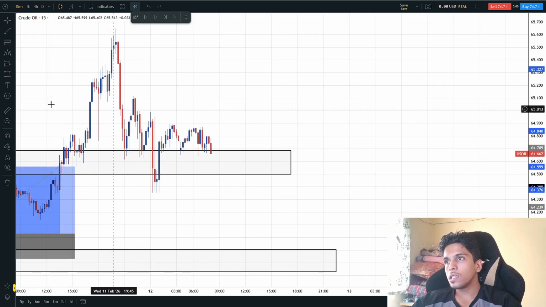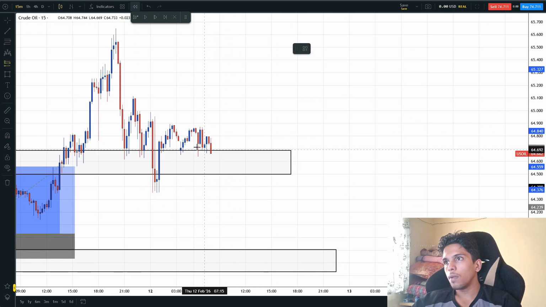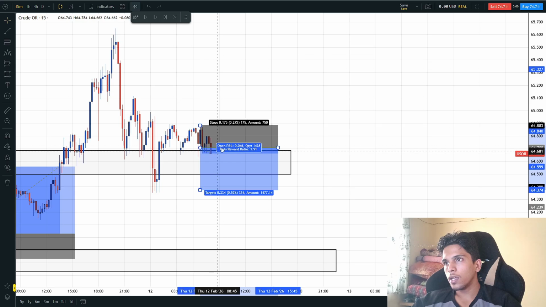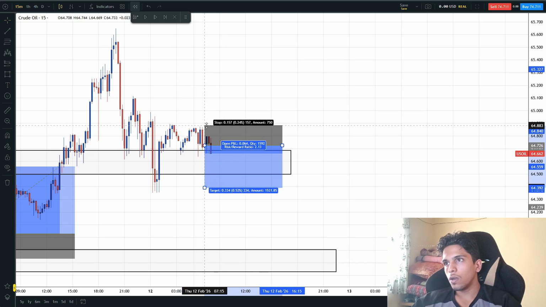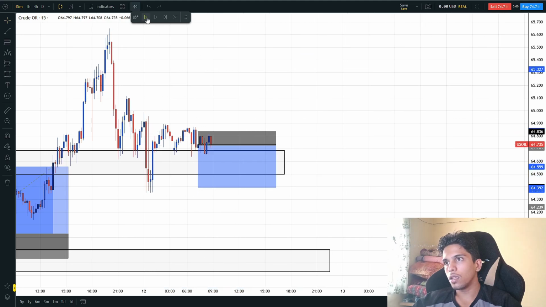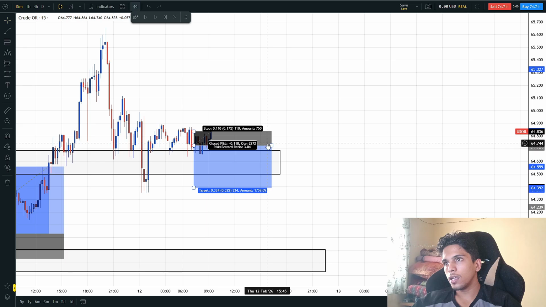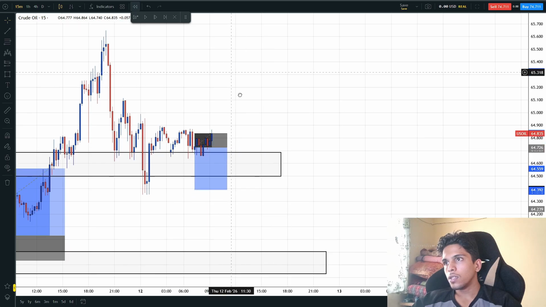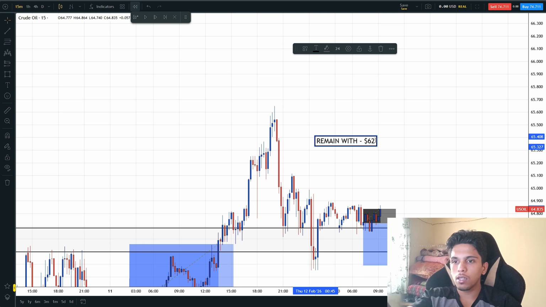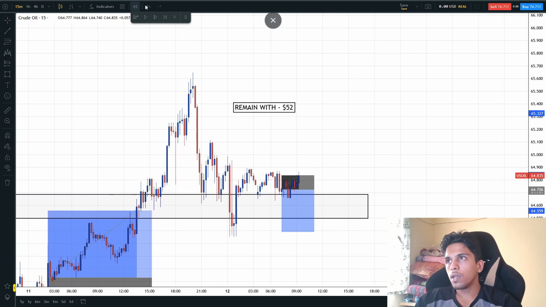Now I am entering this trade for the downside. Why am I entering this trade for the downside? I will show you the result of this trade. I wanted to get a two or three, and this trade can make a three. I feel like I will get the SL of $10. So we are left with 62 minus 10, we are left with 52.